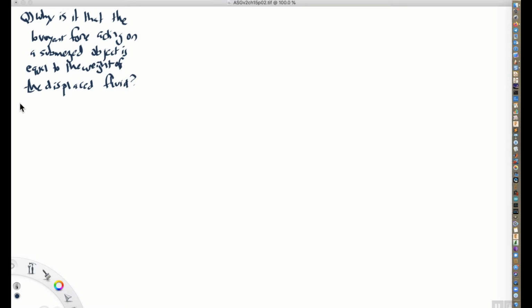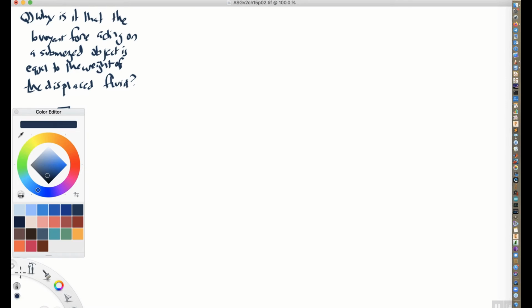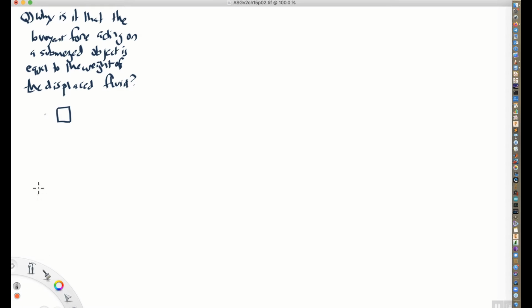And the way that Pascal approaches this is by considering the forces acting on each of the faces of a submerged object, and then demonstrating that the forces that act on the two sides of the object balance each other, but the force acting on the bottom is larger than the force acting on the top, and so the net result is an overall upward force.